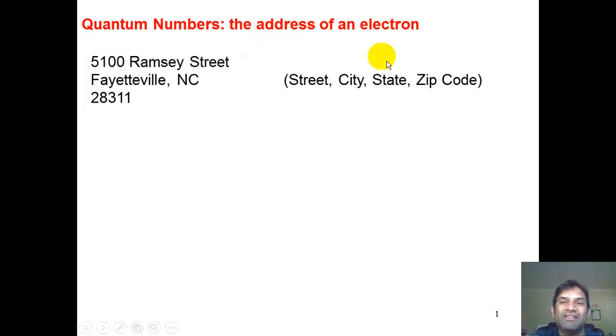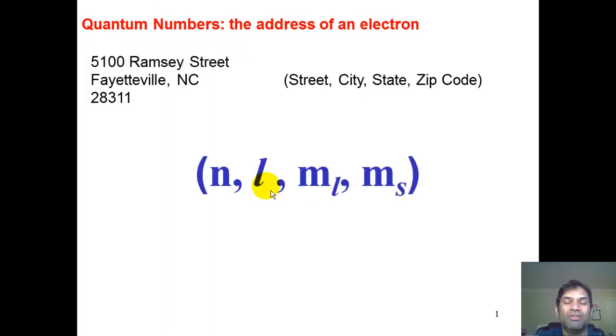So quantum numbers are kind of like the same situation in terms of four numbers. Instead of street, city, state, and zip code, which describe an address, four numbers are going to describe the location of an electron. Those four numbers, which we'll call quantum numbers, are n, l, m sub l, and m sub s.